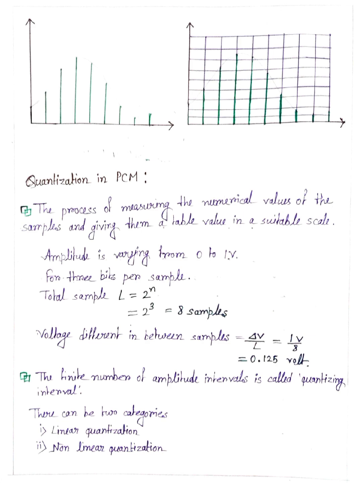Total levels L equals 2 to the power n. If n equals 3, then L equals 8 levels. Voltage difference between levels equals delta V by L, equals 1V by 8, equals 0.125 volt. The finite number of amplitude intervals is called the quantizing interval. There can be two categories: linear quantization and non-linear quantization.